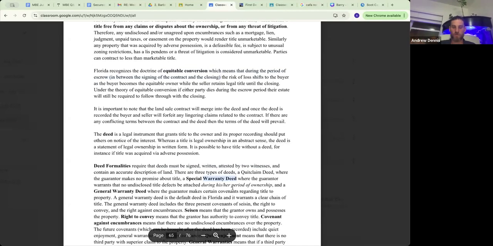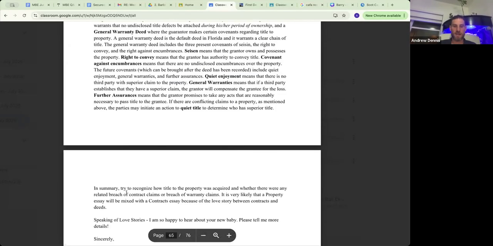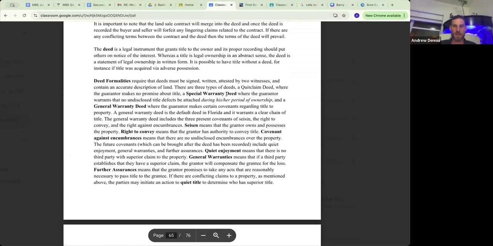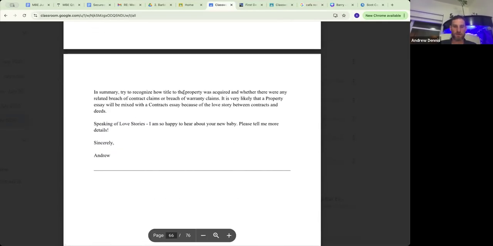So deed, we talked about deed formalities, signed, written, attested by 2 witnesses. Special warranty deed is only for the time they had ownership, whereas general warranty deed has the 6 covenants. And then a quitclaim deed isn't really giving any promises about title at all.